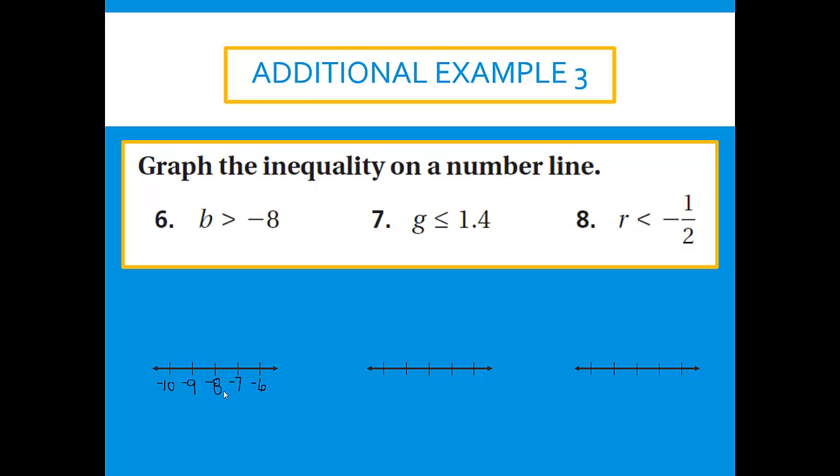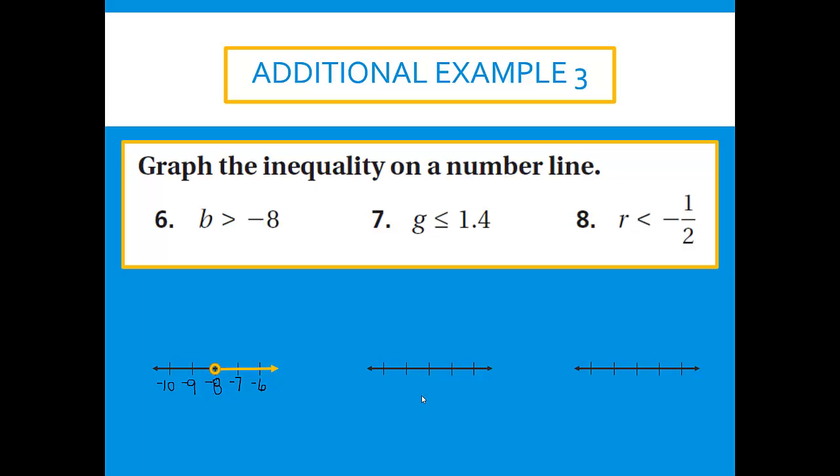-8 would not be a solution because -8 is not greater than -8. It's equal to -8. So we would have an open circle at -8. And now we need to decide whether we would shade to the left or right. So if I choose a number on the left, I could choose -9. I'd have -9 is greater than -8, and that is not true. So now if we check a number on the right, I could check -7. -7 is greater than -8 is true, so I would shade to the right.